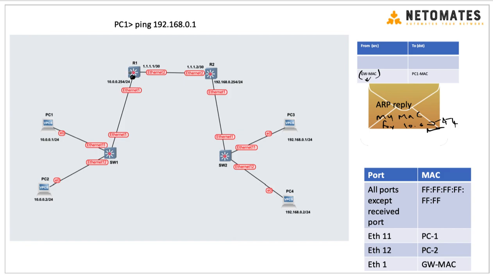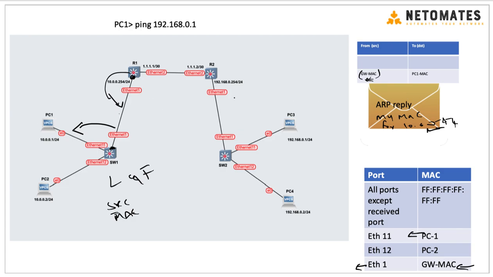So this packet will come on this link and it will arrive on switch 1 Ethernet 1. So what will the switch do once it receives this ARP reply packet? Learning and forwarding. So learning happens based on the source MAC address. So what is the source MAC address? The gateway MAC address, whatever R1 Ethernet 1. So it will add that entry. Okay, that particular MAC address is behind Ethernet 1. Then forwarding. So destination is PC1 MAC, so PC1 Ethernet 11. So it will switch that packet from here to here.